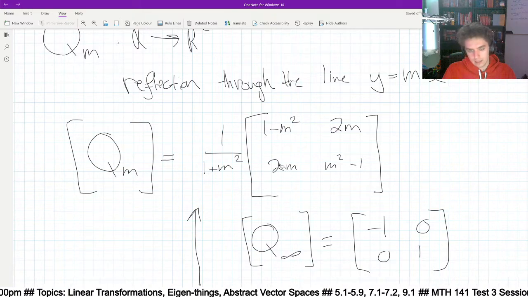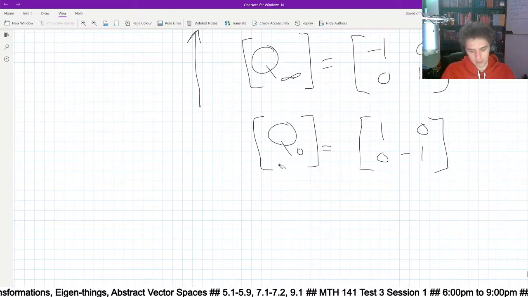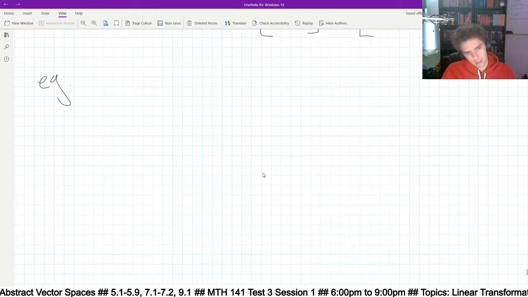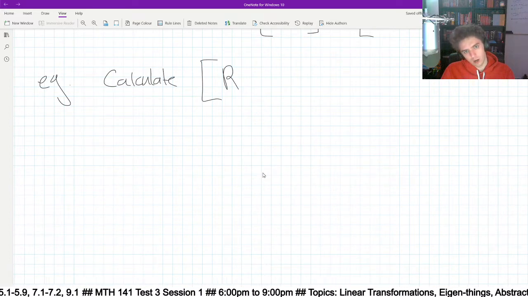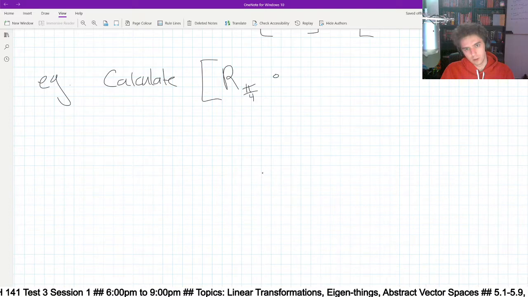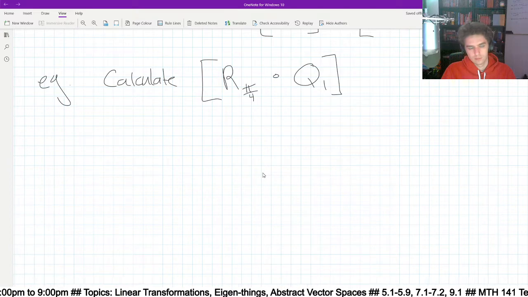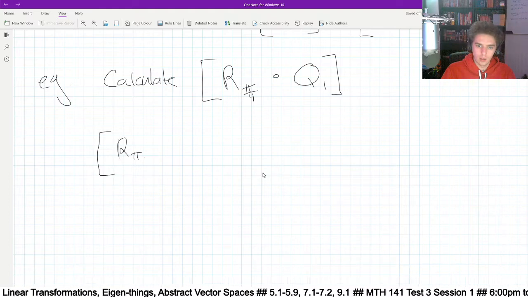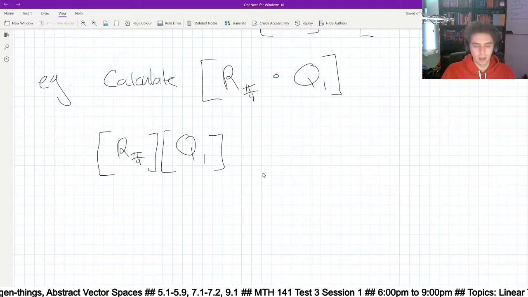Okay, and then let's do an example. I think let's just do the most complicated example I can find that combines everything. So to do an example of this, we'll say calculate the matrix representation of r sub theta, so r sub pi over 4, theta equals pi over 4, composed with q1. To do this, I'm going to have to take the matrix representation of r pi over 4 and multiply that with the matrix representation of q1.